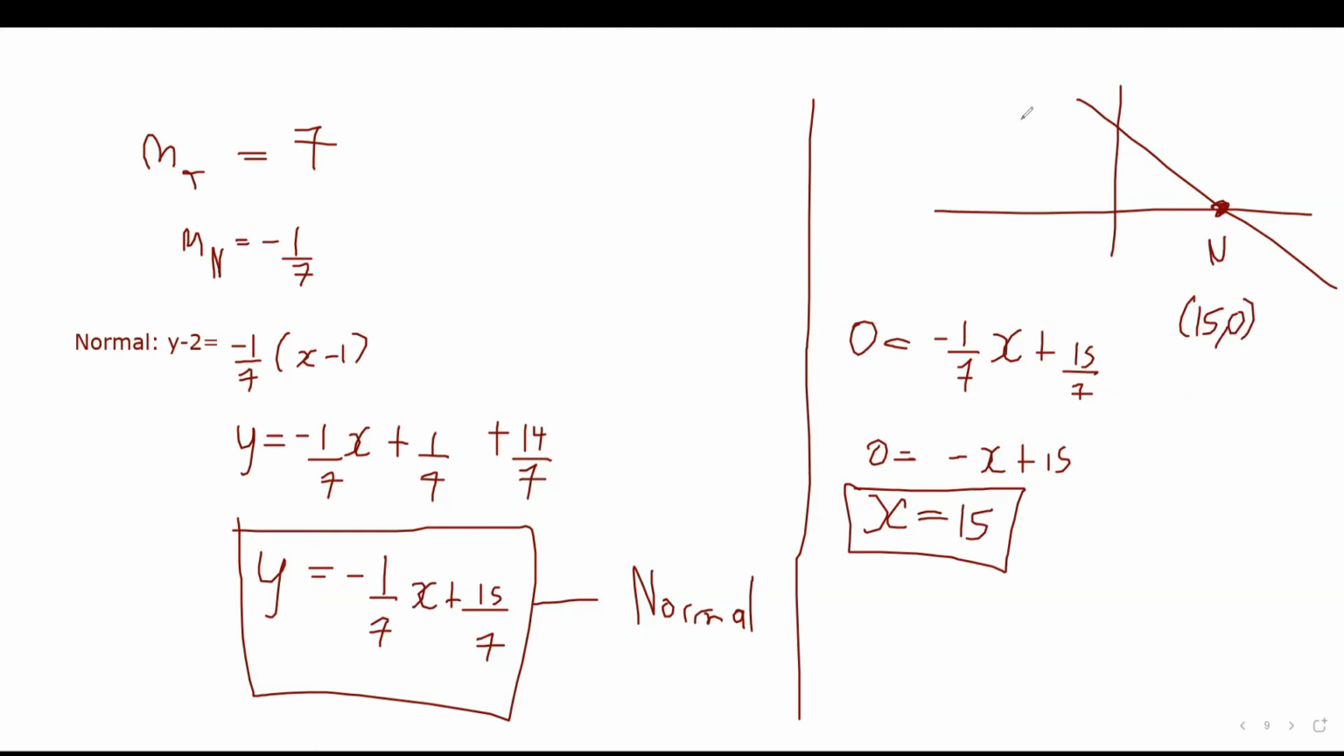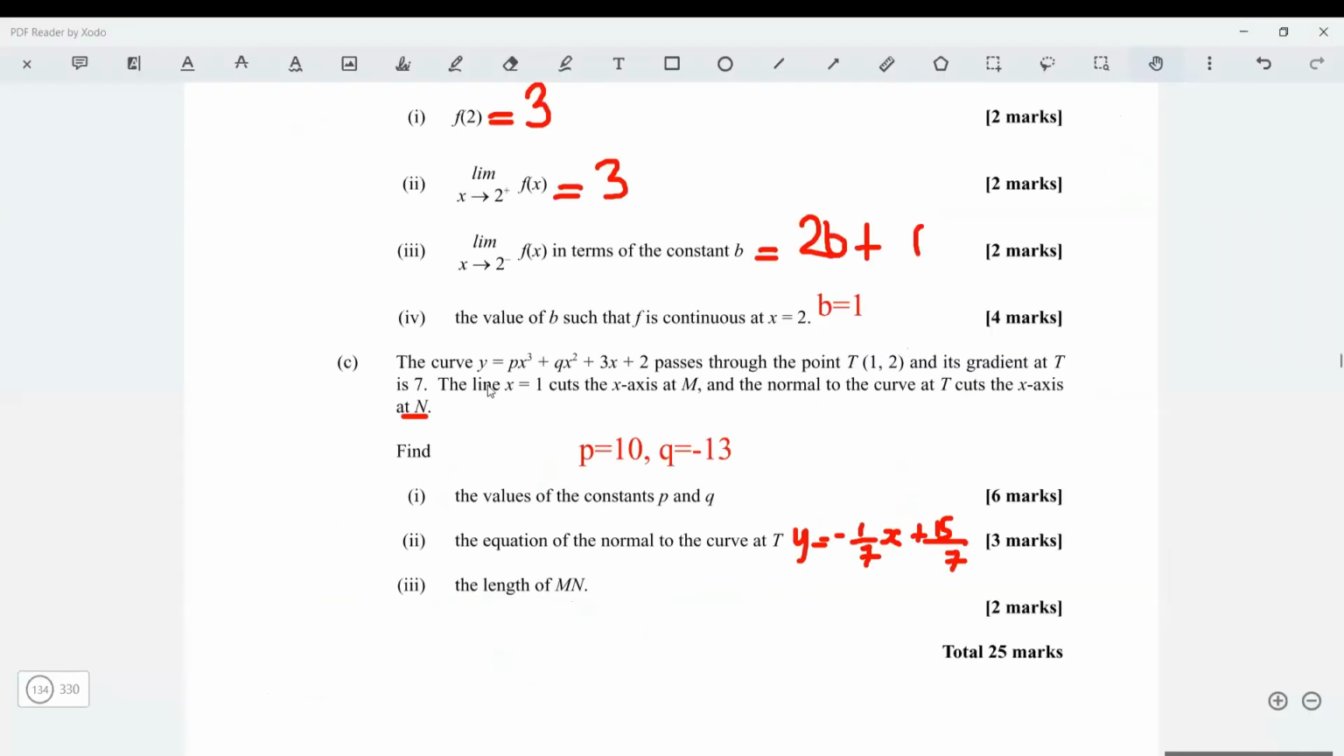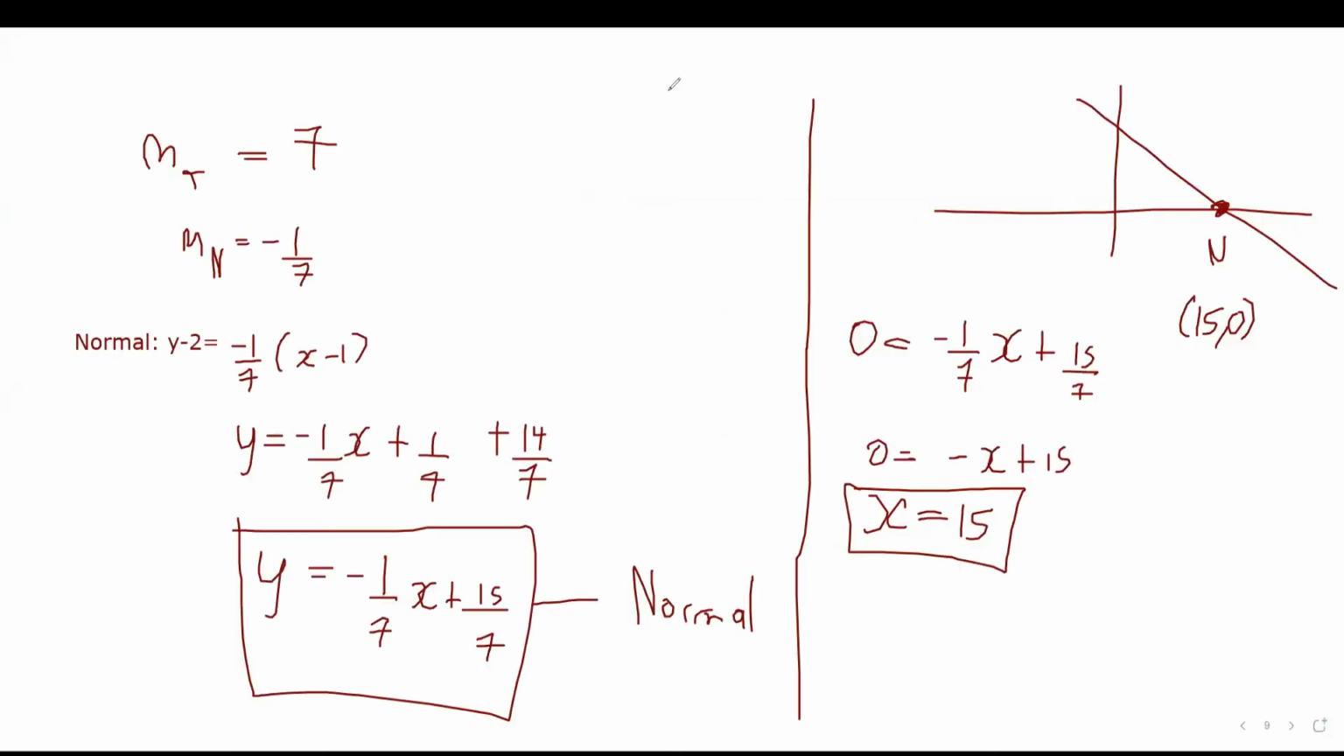Now we need the point M. Now Marika, hear what they said. They said the line x equals 1 cuts the x-axis at M. So the line x equals 1 is just a vertical line like this. This is the line x equals 1 and it cuts the x-axis at M. So M is going to be the point (1, 0) without a doubt.